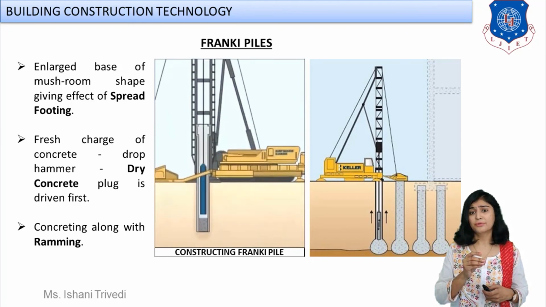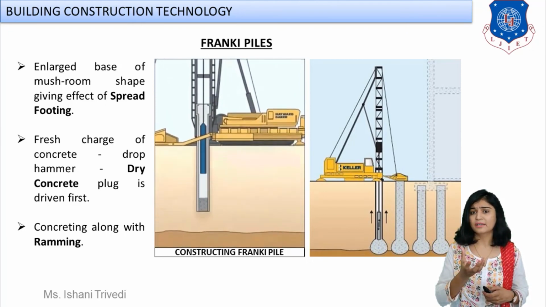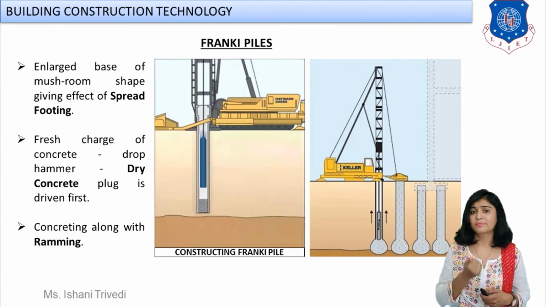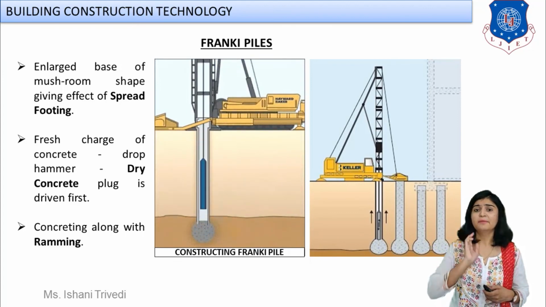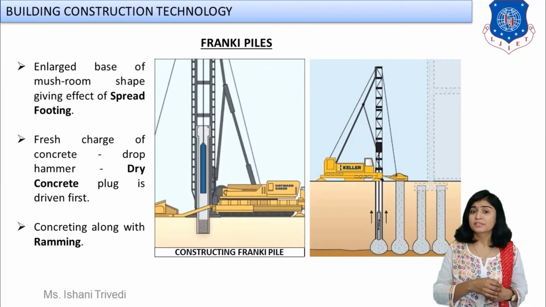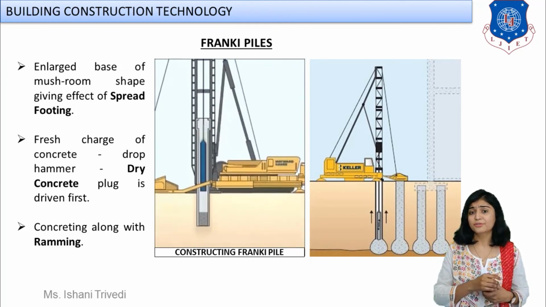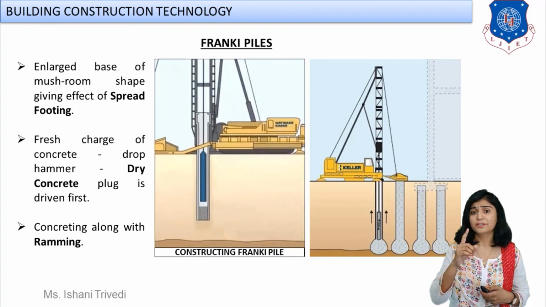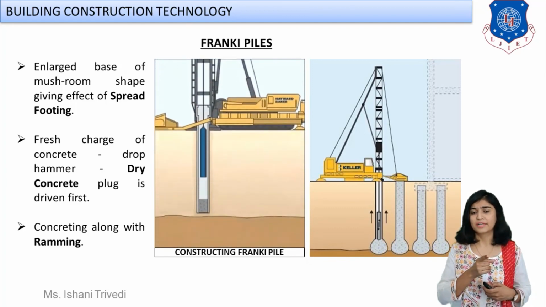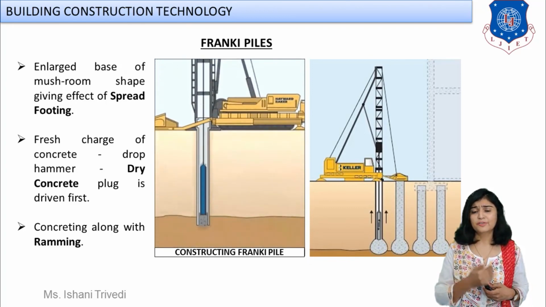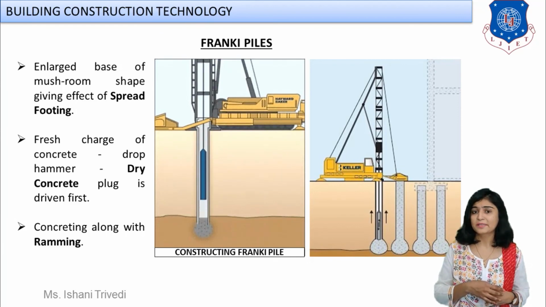It is pushed downwards in the ground and spread at the bottom in such a way that a bulb shape or inverted mushroom shape is formed. This gives you the effect of a spread footing, to achieve the effect of inverted arch action, right? So this kind of construction is known as a Franke pile.